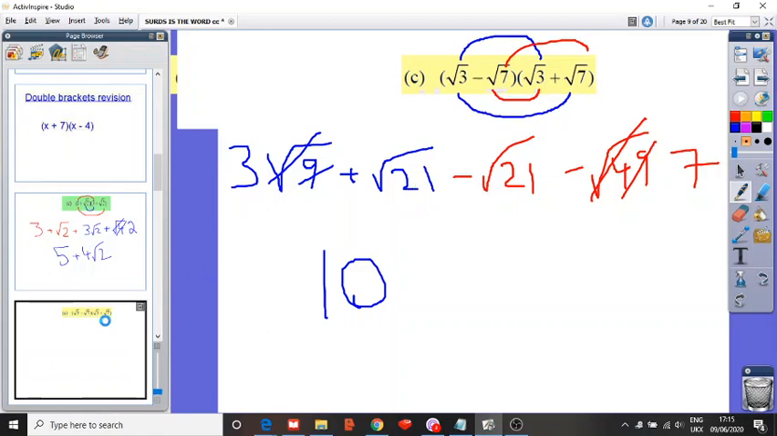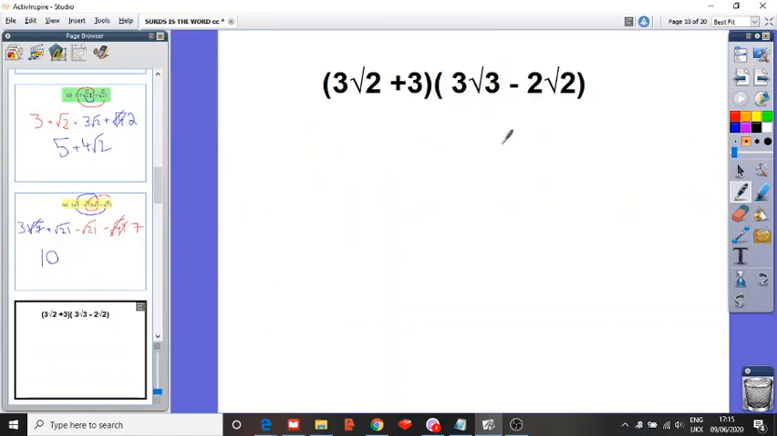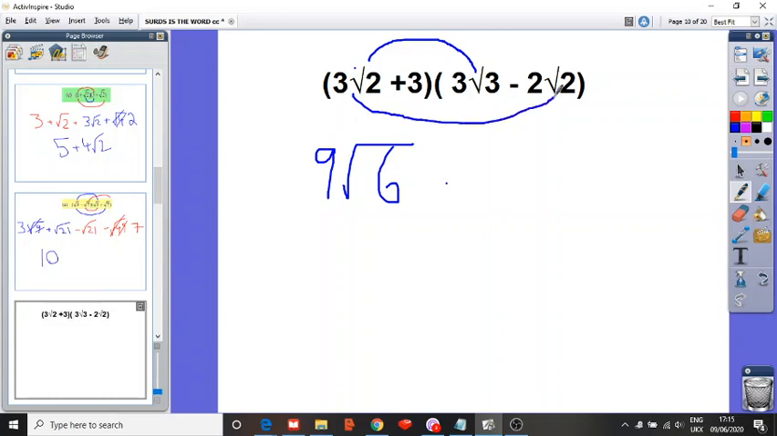Good. Right. Last one I'm going to show you. So there's a lot to it. So I've got 3 root 2 times 3 root 2. So what I'm going to do is the whole numbers first, which is 3 times 3, which is 9. And root 2 times root 3 is root 6. Okay. This is a minus. So 3 times 2 is 6 again. And root 2 times root 2 is root 4. And I'll deal with stuff like that later.